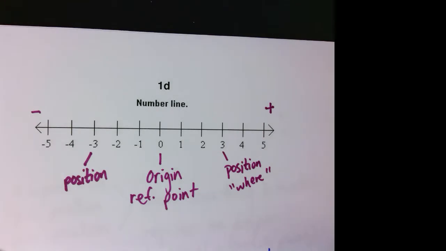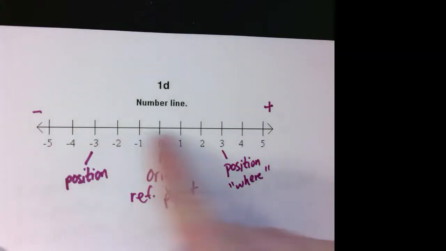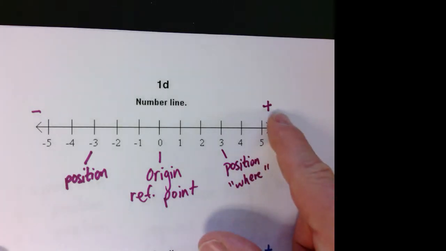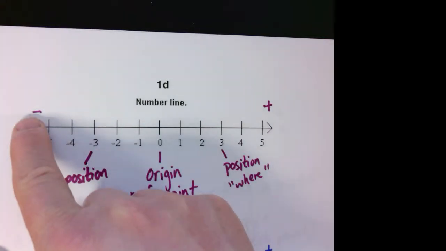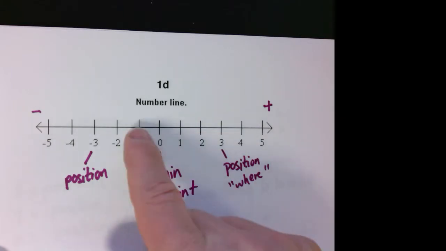We will consider one-dimensional space, which is represented by a number line. Notice we have an origin or a reference point. This is a critical component of analyzing motion. We have positive numbers in this direction and negative numbers in this direction. So we have an origin and we have directions specified.